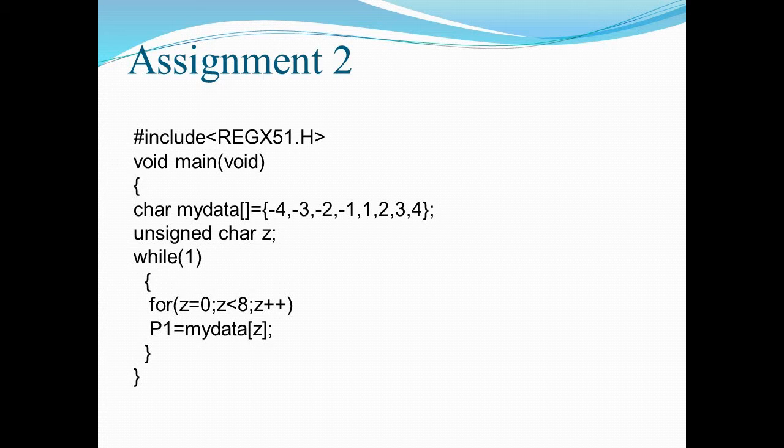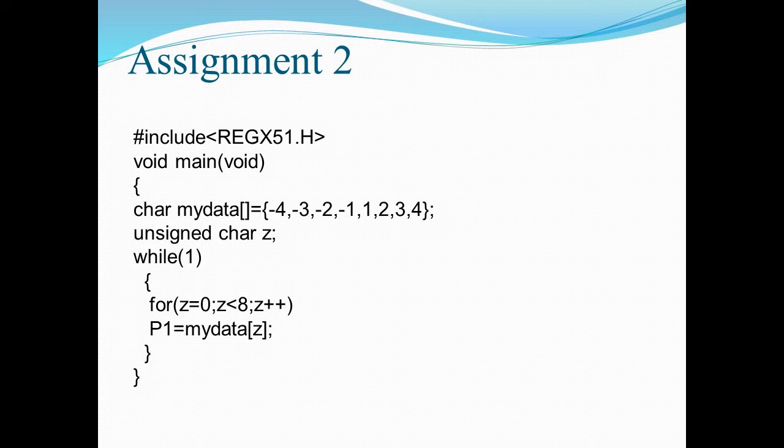Now to pass these values to port 1, we require a counter which will pass these 8 values one by one to port 1. So here I have used a second variable, unsigned char z. Here z is an index. Whenever the index is 0, it belongs to -4. Whenever the index is 1, it belongs to -3, whenever the index is 2, it belongs to -2, and so on and so forth. So it becomes an 8 element array.